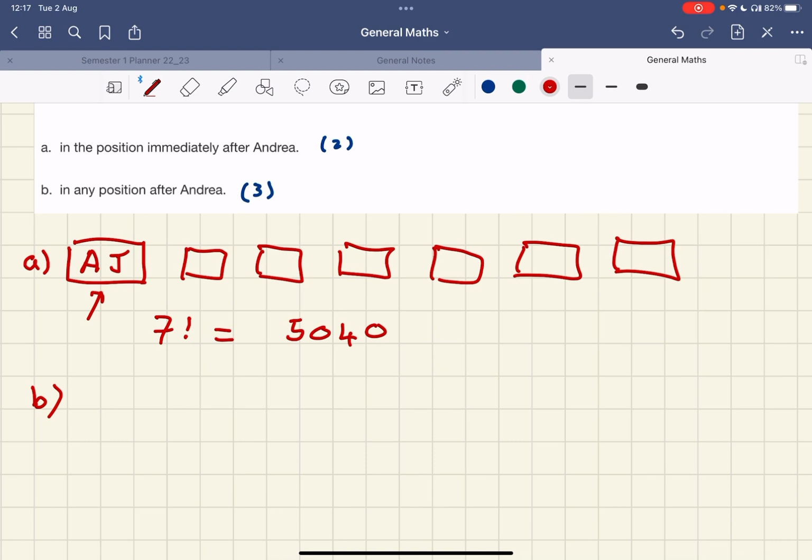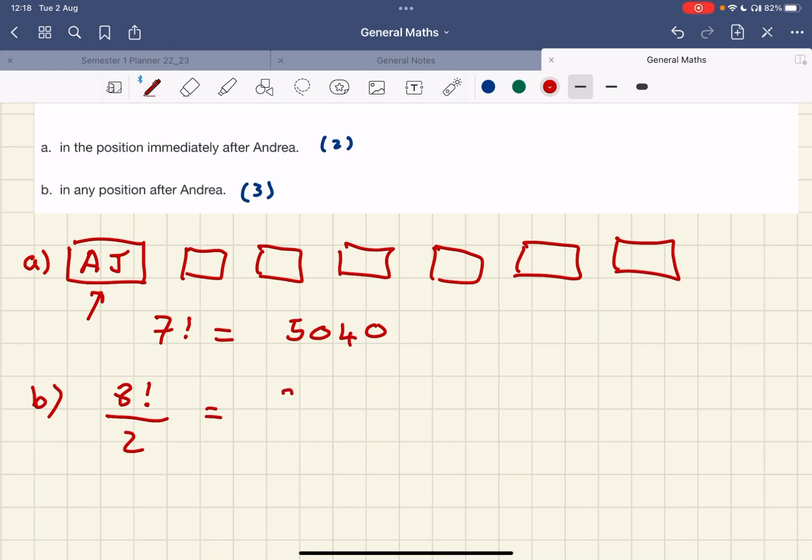So, for Jack to finish behind Andrea, that will happen half the time. And half the time, Jack will be in front of Andrea. So if we think about these 8 competitors in the race, that's 8 factorial, the number we had before, 5040 times 8. And then we're going to divide it by 2, because half the time he finishes behind and half the time he finishes in front.